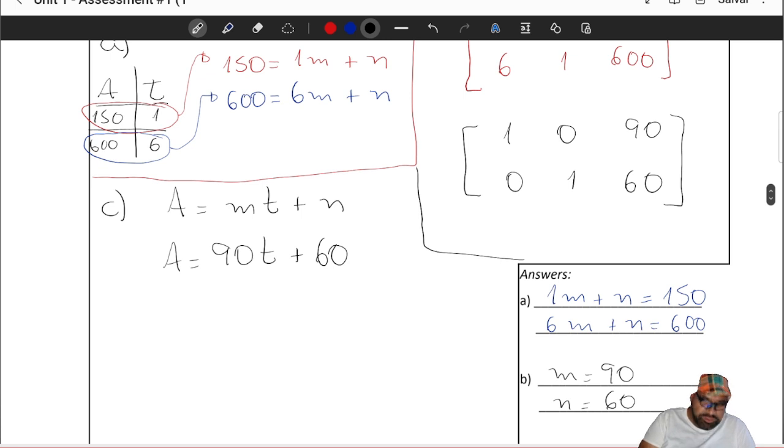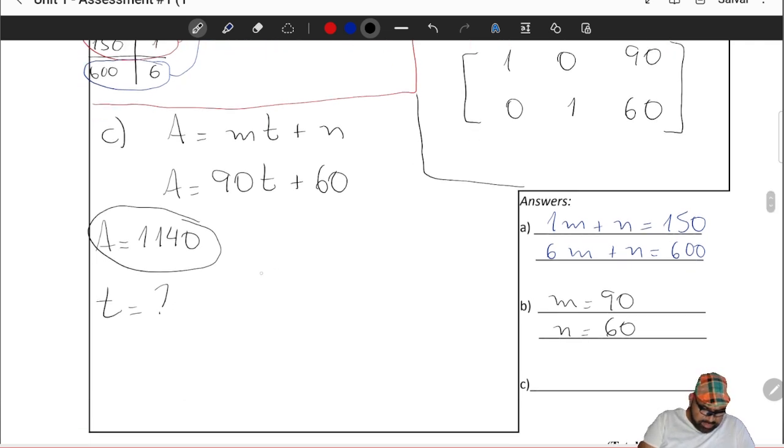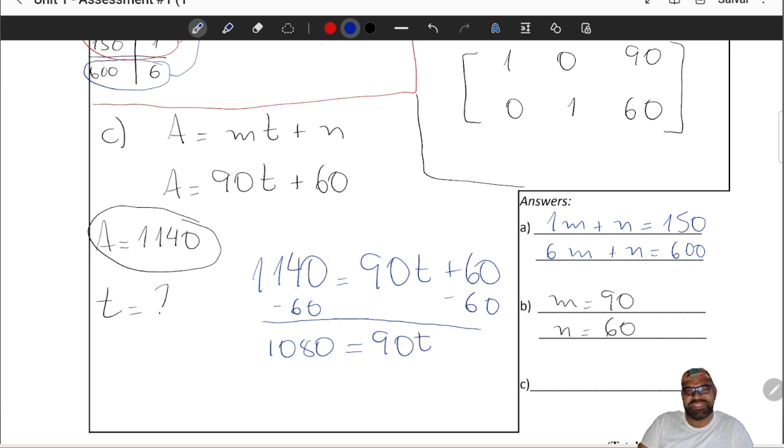Right now they gave us the information. The total apartments is 1,140. He's asking us to find the time in years. To solve this, just plug in here. A right now is 1,140 equals 90t plus 60. Minus 60 on both sides: 1,140 minus 60 is 1,080 equals 90t. Which number times 90 is 1,080? That number is 12. T equals 12. 12 years.